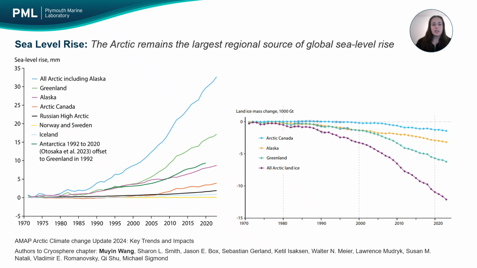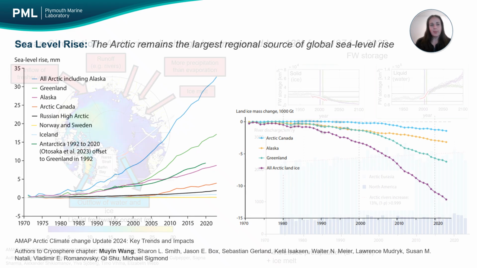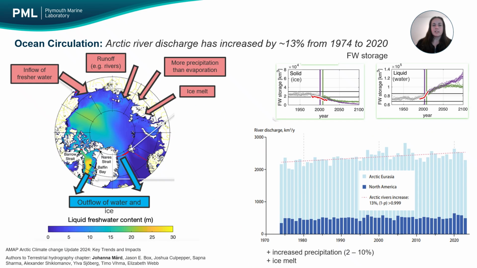And you can see here on the left, we've got sea level rise with all the Arctic, including Alaska, contributing to nearly 35 millimeters of sea level rise. And you can see that that contribution is related to the land ice mass change through that time period in the graph on the right. That's all I'm going to say about sea level rise.